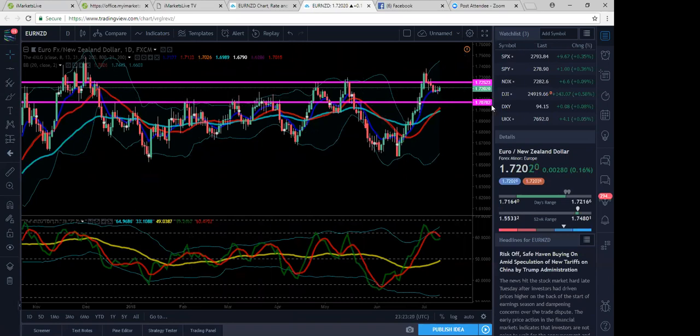1.70702 is the price. So in your MetaTrader 4, for this order, you go to Euro, New Zealand dollar, right? And you will put in a sell limit. And at what price? You're going to sell at 1.70702.